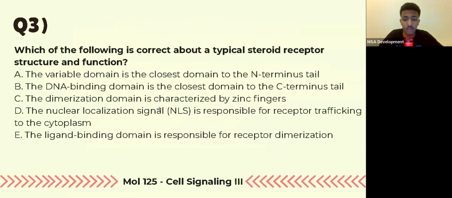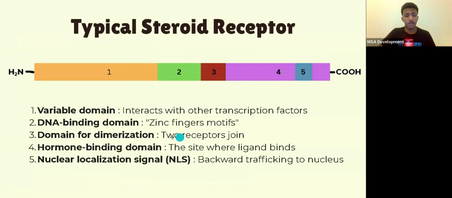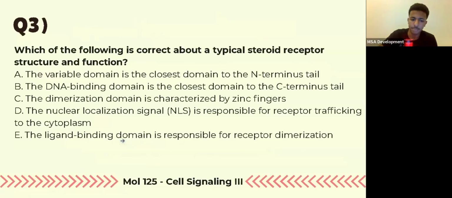And then the NLS is responsible for receptor trafficking to the cytoplasm. Incorrect. We said it's responsible for receptor trafficking to the nucleus. And then E, the ligand binding domain, is responsible for receptor dimerization. And this is incorrect because the domain for dimerization is responsible for that. Okay.